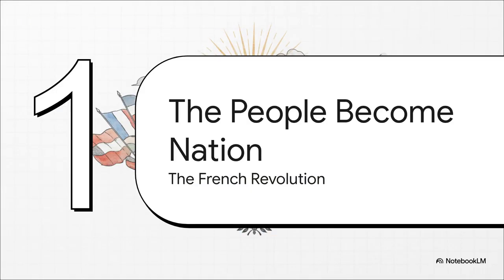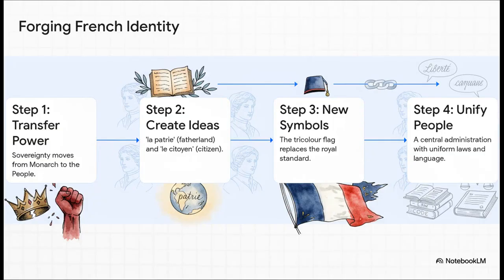So, how does an idea like this leap from a piece of art into political reality? Well, the spark was lit in France, and believe me, it was about to set Europe ablaze. The French Revolution basically gave everyone the instruction manual. For the very first time, it showed that a nation wasn't just something you were born into, but something you could actually build. And you can see the steps right here. Power was literally transferred from the king to the people. You get new concepts like the fatherland to create a shared sense of belonging, and you reinforce it with new flags, new laws, and one common language.